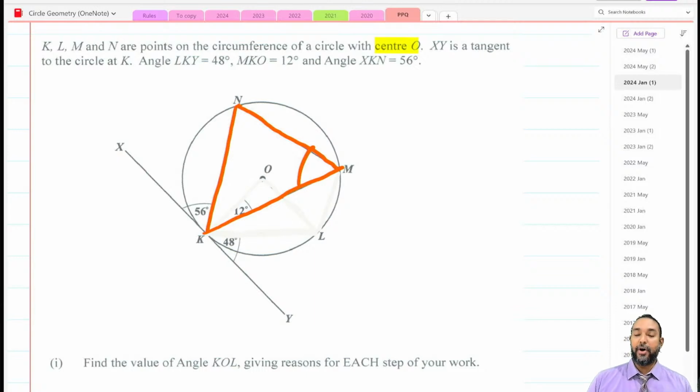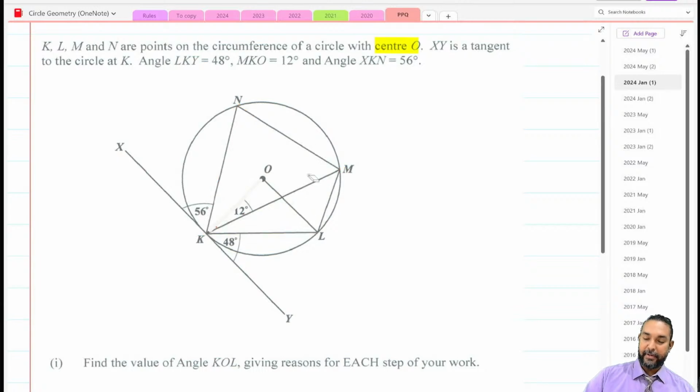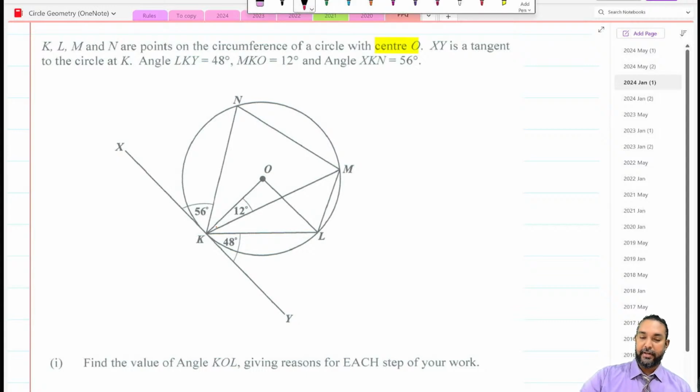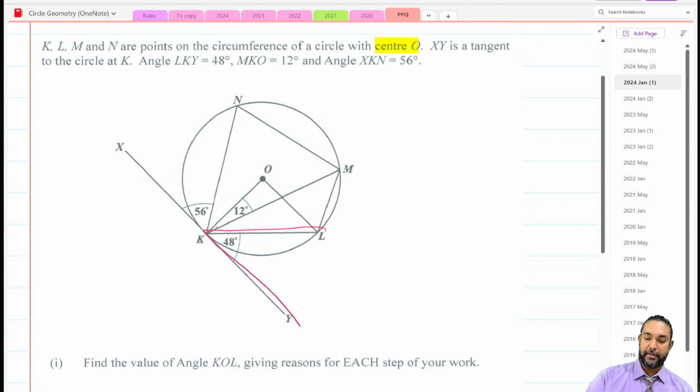Right, so you see, as you're going through the question, you could pick out certain things. But again, you all don't have the luxury of blanking out lines and putting them back in. So that's something I'm just trying to show you here so you could hopefully try to recreate that with your own brain. Right, now what else are they giving us here? LKY is 48. So LKY is 48 degrees.